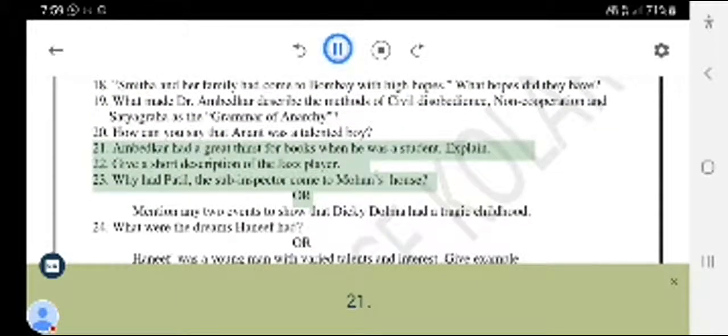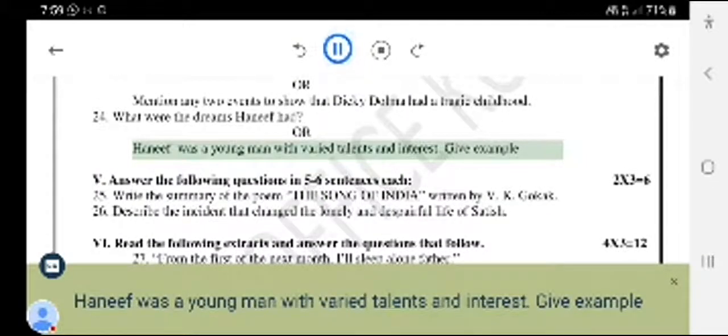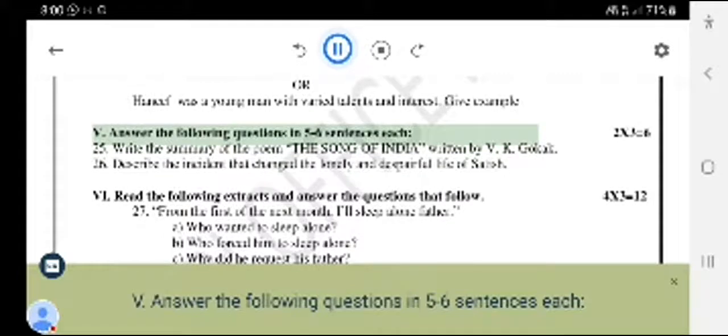21. Ambedkar had a great thirst for books when he was a student. Explain. 22. Give a short description of the jazz player. 23. Why had Patil, the sub-inspector, come to Mohan's house? Or. Mention any 2 events to show that Dicky Dolma had a tragic childhood. 24. What were the dreams Hanif had? Or. Hanif was a young man with varied talents and interest. Give example.